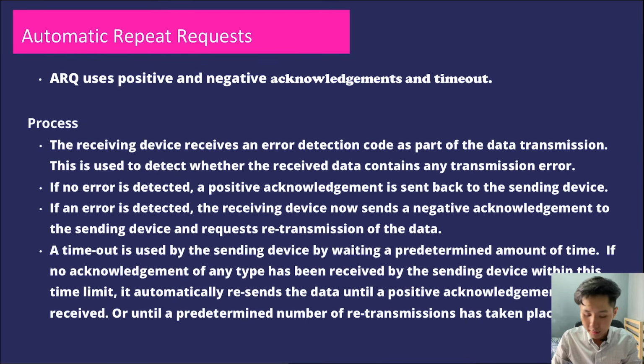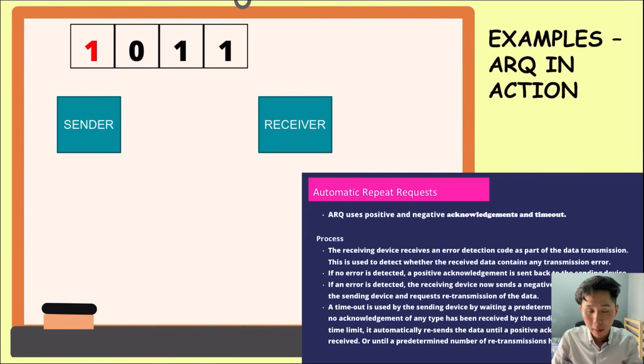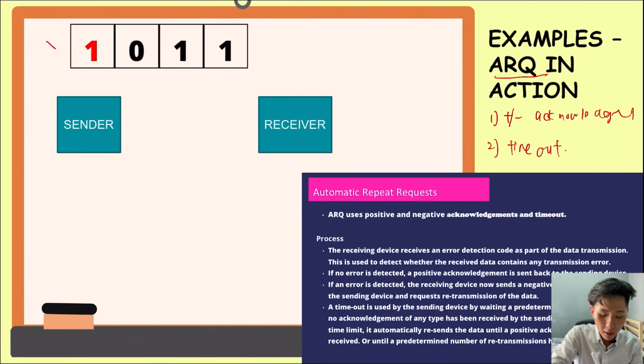So the next one is called automatic repeat request. Again, let's look at the whiteboard for more clarity. ARQ, automatic repeat request, relies on two things. The first one is positive and negative acknowledgement, and the second one is the timeout method. So imagine that the error detection method used here is parity, where they have odd parity being used.